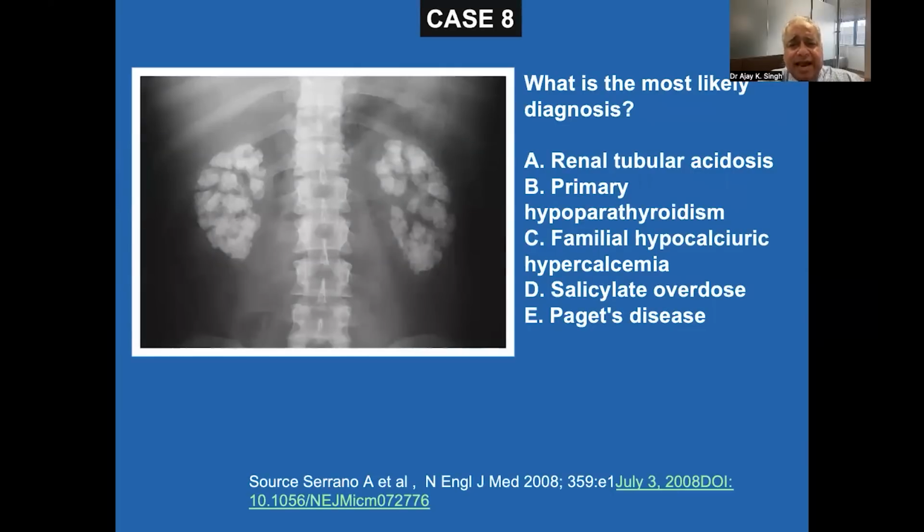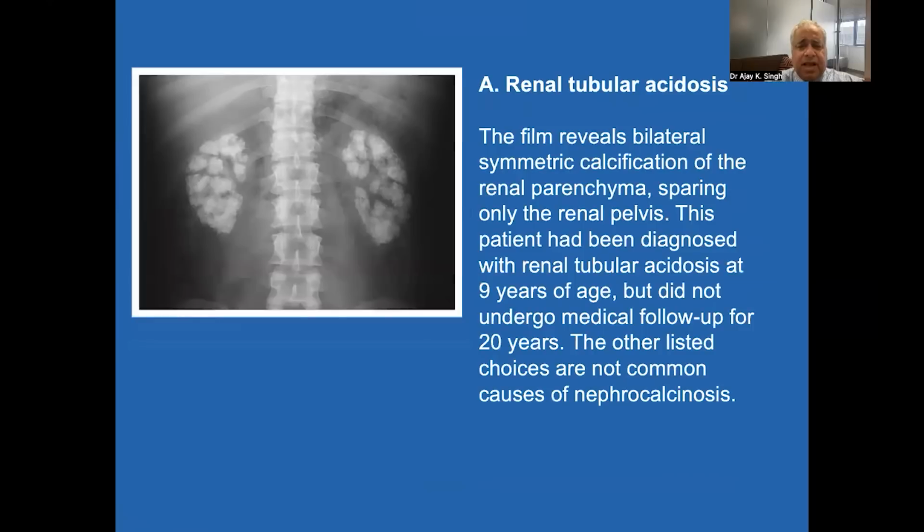Let's move on to case 8, and the question here is, what is the most likely diagnosis? You see a picture here on a plain radiograph, a KUB, of both kidneys with calcification. And the question is, what's going on here? A, is it renal tubular acidosis? B, primary hypoparathyroidism? C, familial hypocalciuric hypercalcemia? D, salicylate overdose? Or E, Paget's disease? And the correct answer is A, renal tubular acidosis.